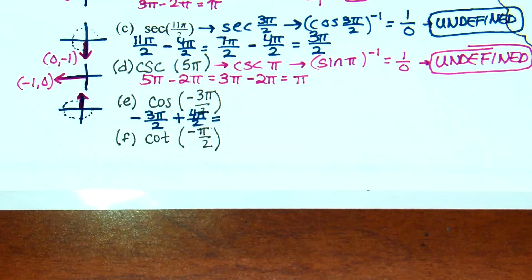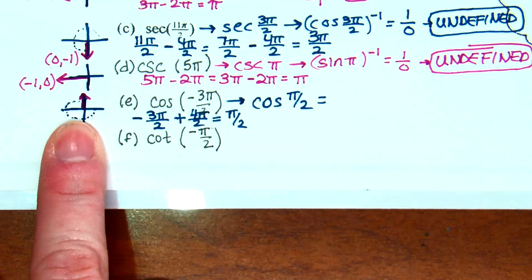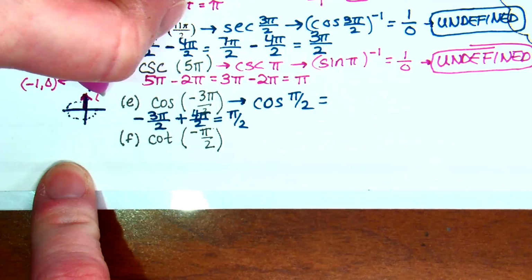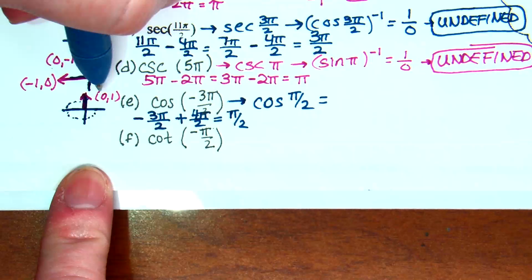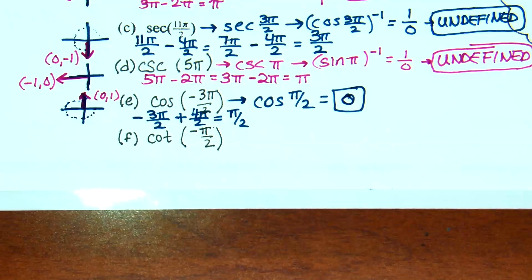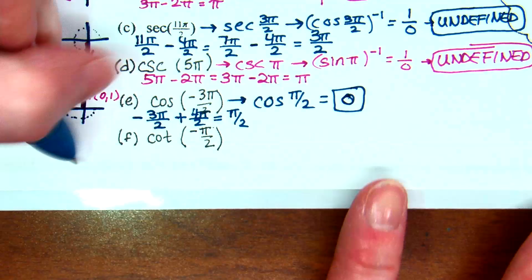Well, what's the ordered pair up here at 90 degrees? 0, 1. Left to right, 0, up 1. And so what's the cosine of pi over 2? The x value, which is 0. Okay. One last one in this section.